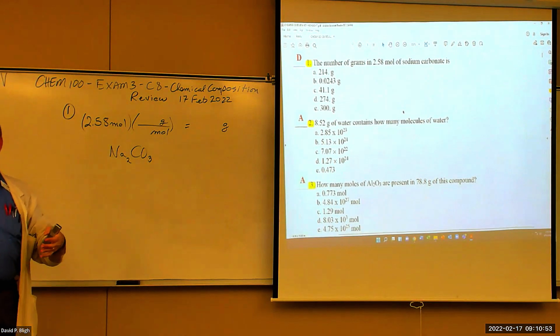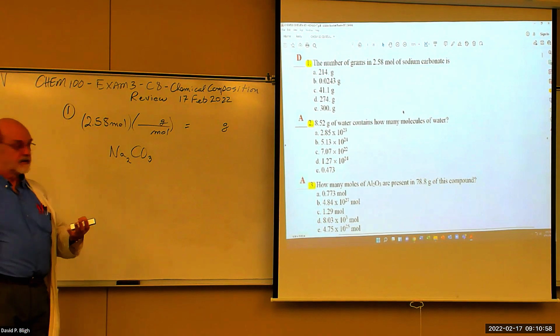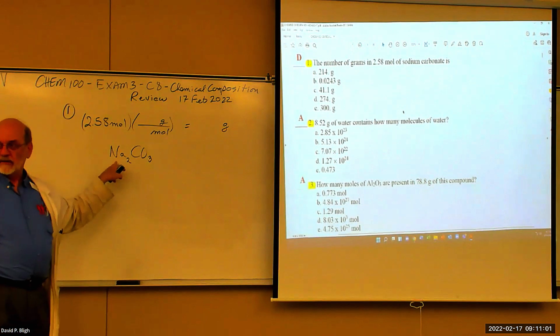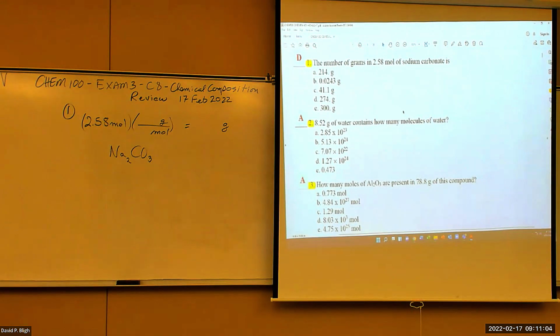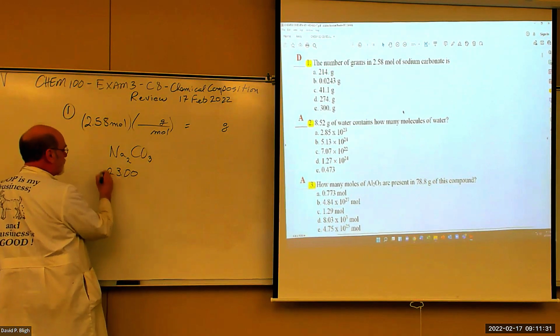So how do we do that? Well, you add up the molar masses of the individual elements. Well, you've got 2 sodiums, right? If you look on your periodic table, sodium is, and I always round off to 2 decimal places, which is perfectly adequate. You see where it is? Yeah, and you see the molar mass, and it goes out 22.98977. I round off to 23.00. So 23.00, but you need 2 of them.